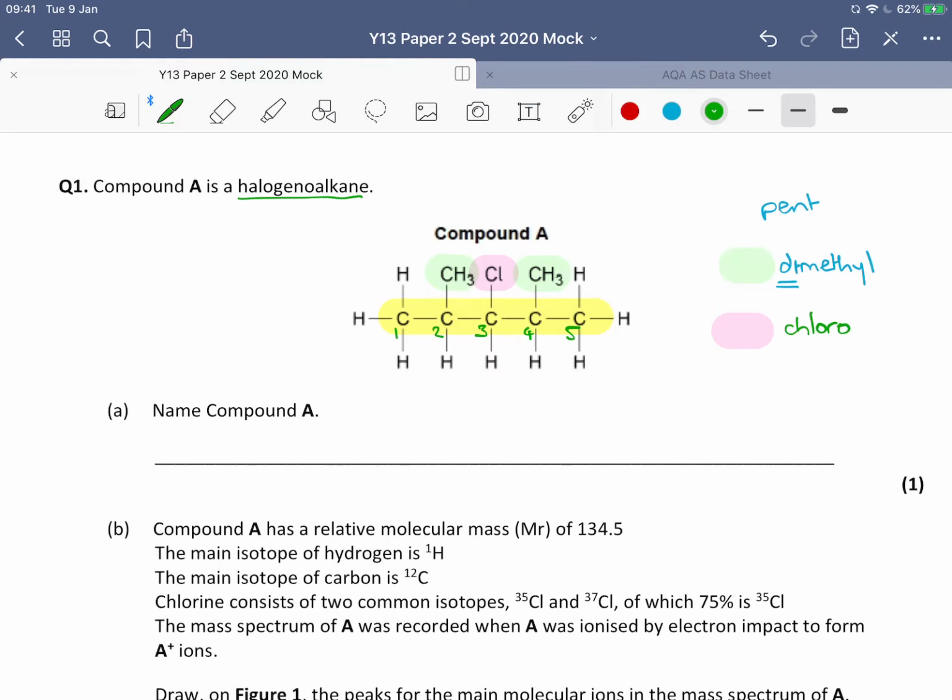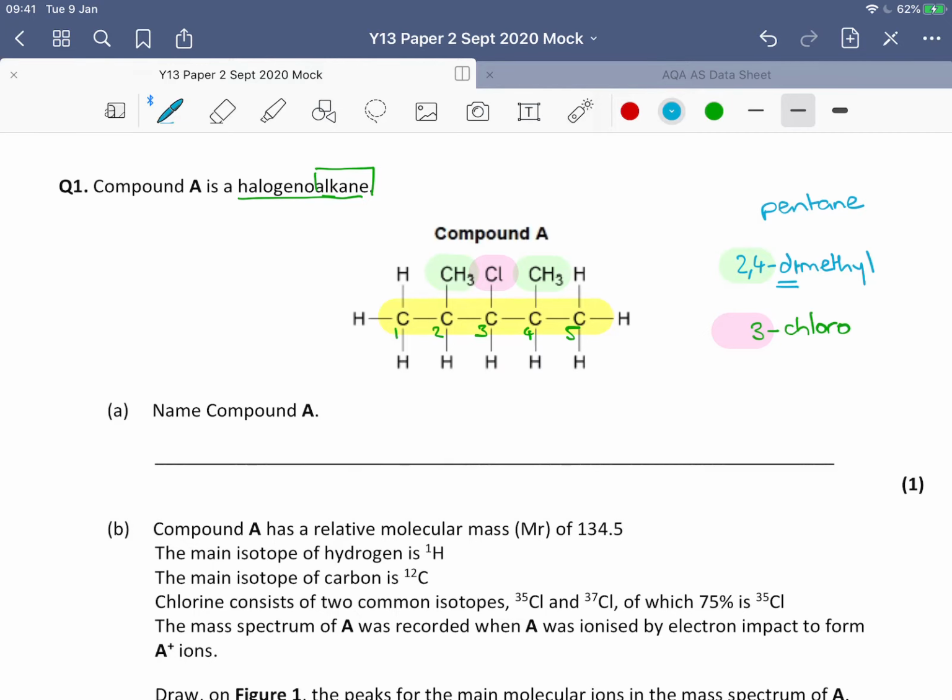What else can we say? Well, otherwise, it's a fully saturated molecule. We know it's a halogenoalkane, so it's got that alkane part in its name. So we know that it's going to be pentane. And then if we think about the numbering now, for the chloro, we can see it's on the 3rd carbon. And if we look at the methyl groups, they are on the 2nd and the 4th. So now we've got all the different parts to our name.